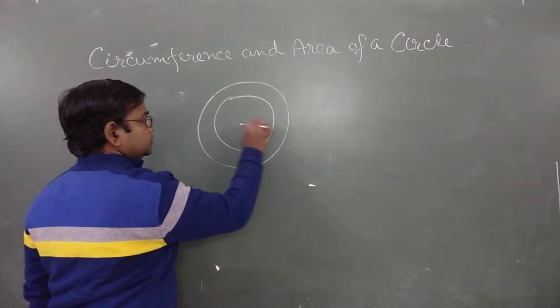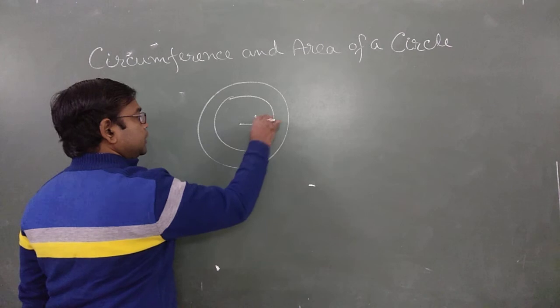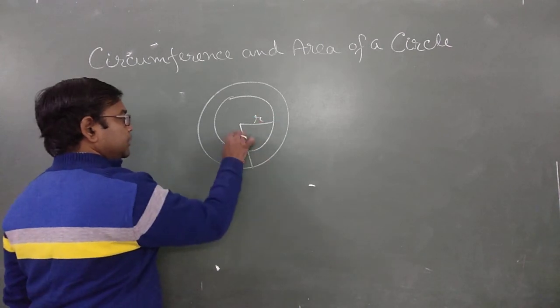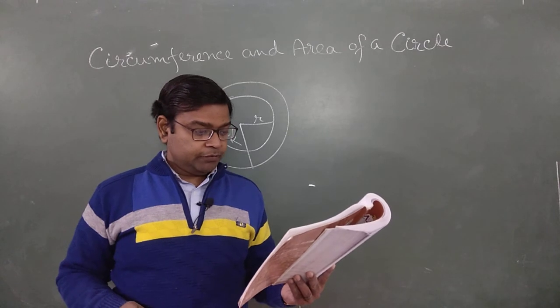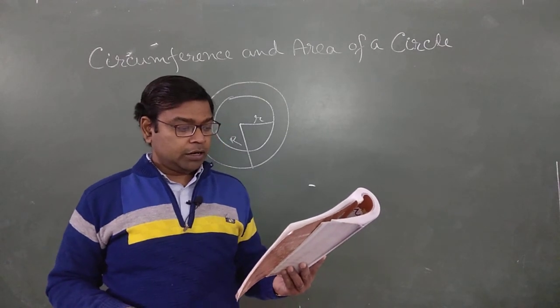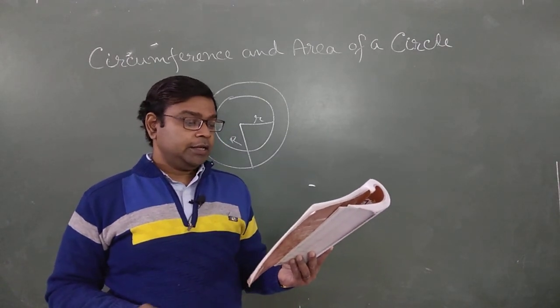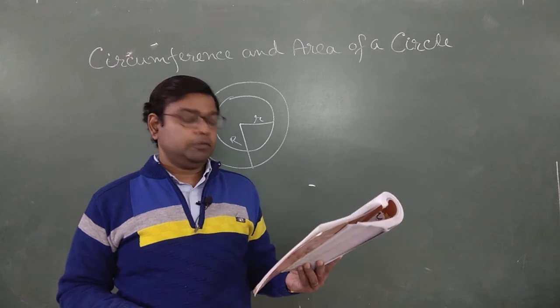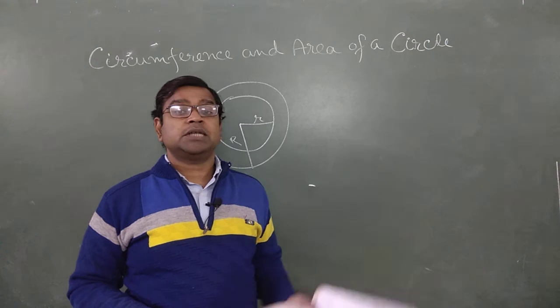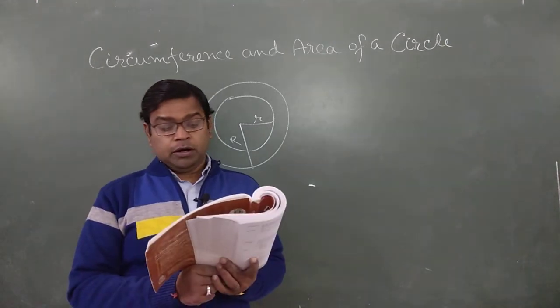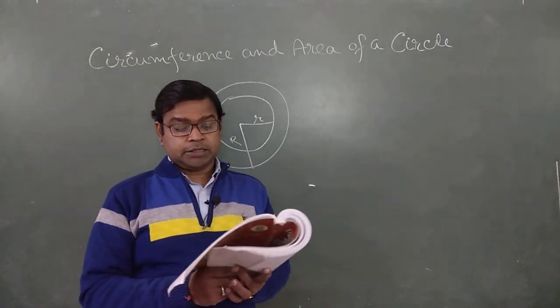This is the ground having the small radius r. This is the road having the capital radius R and small r. Question says that if the difference between the circumference of the outer circle and inner circle is 66 meter, find the width of the road.